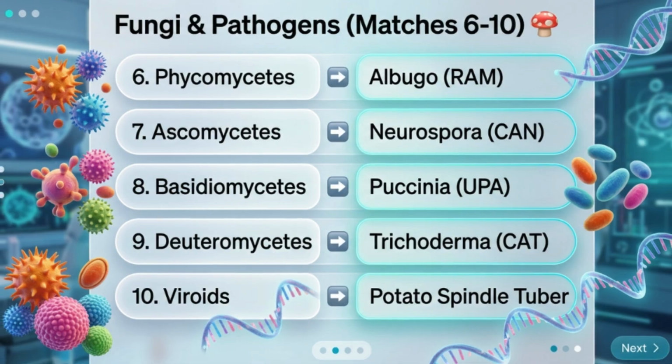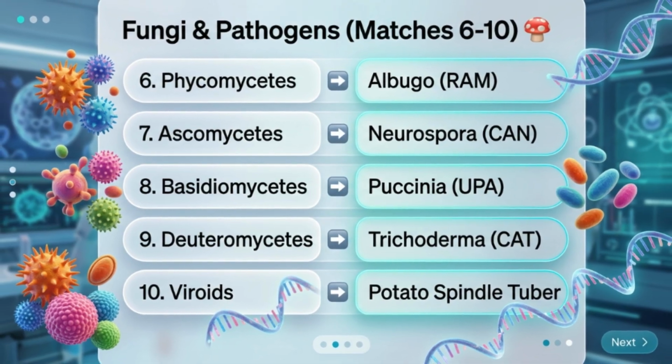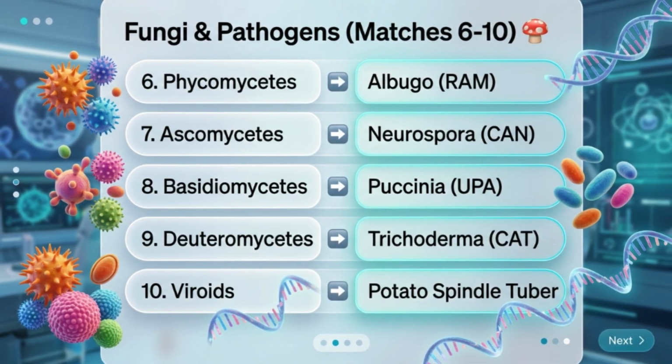Remember our RAM, CAN, UPA cat tricks? Phycomycetes matches Albugo. Ascomycetes matches Neurospora. Basidiomycetes matches Puccinia, the rust fungus. Deuteromycetes matches Trichoderma. And viroids are the causative agents of potato spindle tuber disease.